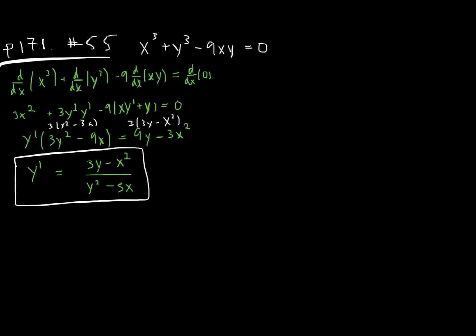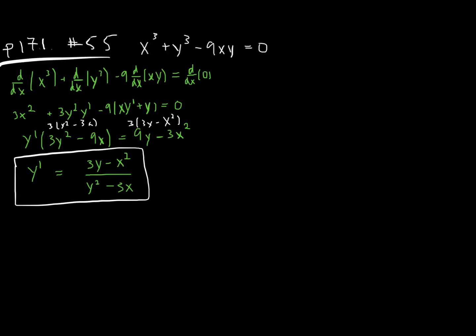I'm going to differentiate implicitly on both sides. I will take the derivative, differentiating with y as a function of x. So the derivative of y cubed is going to be 3y squared times the derivative of the inside function, so y prime, minus 9 times the derivative of xy. I'm using the product rule here, so x times the derivative of y plus y times the derivative of x, which is 1, and that equals 0.